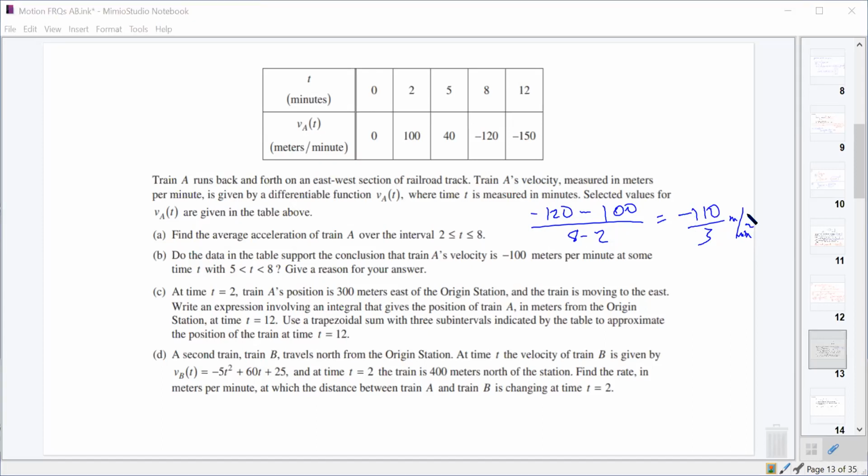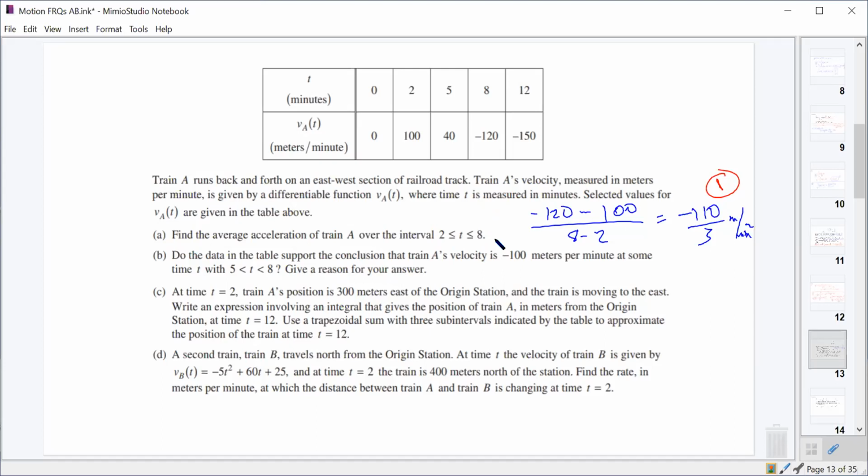And that's 1 point. So just like the last one. Everybody good there with part A? Yeah. All right. Part B asks us, does the table support the conclusion that train A's velocity is negative 100 meters per minute at some point between T and A?